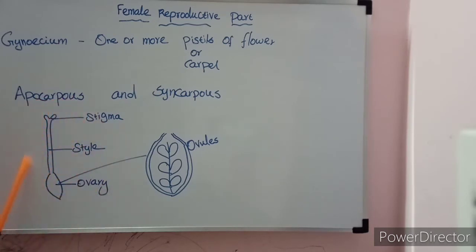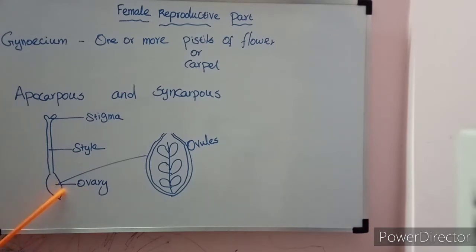So based on the number of carpels, gynoecium is monocarpellary, bicarpellary, tricarpellary, tetracarpellary, pentacarpellary or multicarpellary. Are you able to follow me? In some flowers only one carpel alone is there. Some flowers have more than one. So altogether the group of carpels joined together is called a gynoecium.